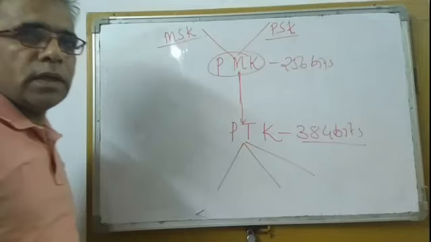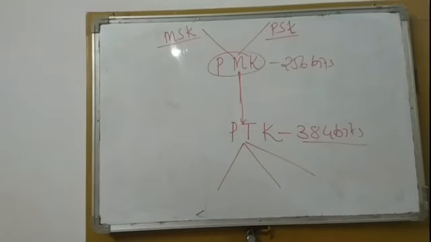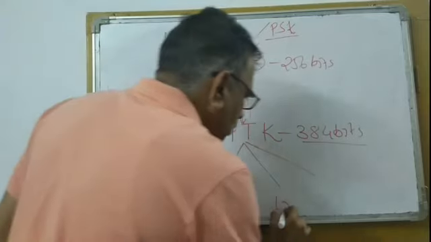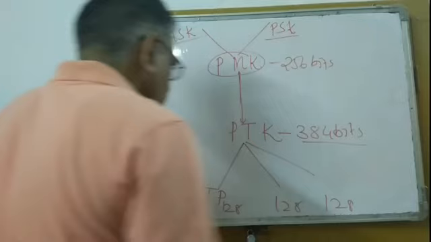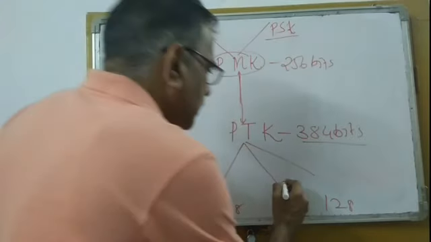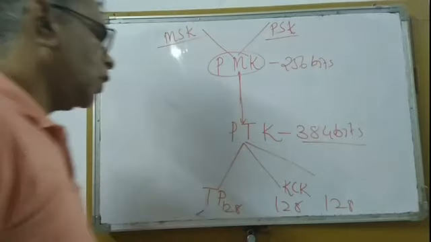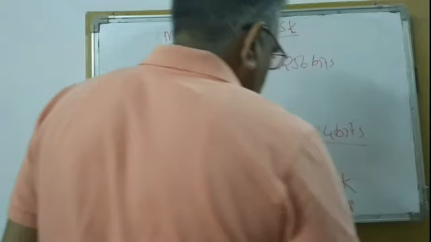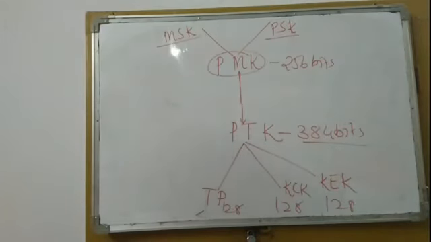So this PTK helps us to generate three different keys. One is the temporal key. All of them are 128 bits. These three keys are of 128 bits. The second is the KCK. The third one is the KEK, key encryption key. So these are the three keys which will be obtained with the help of the PTK.